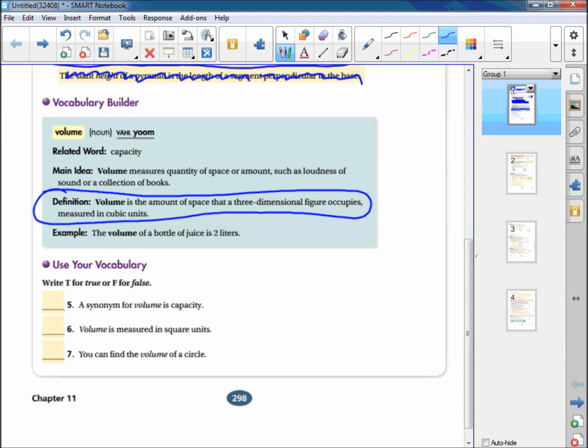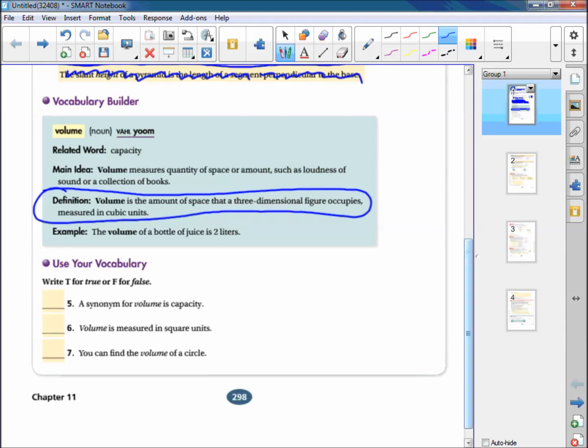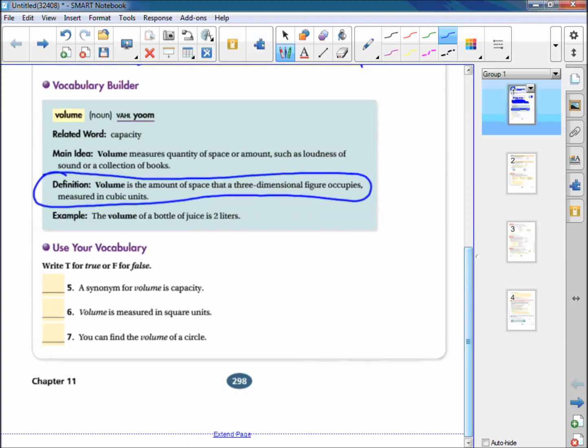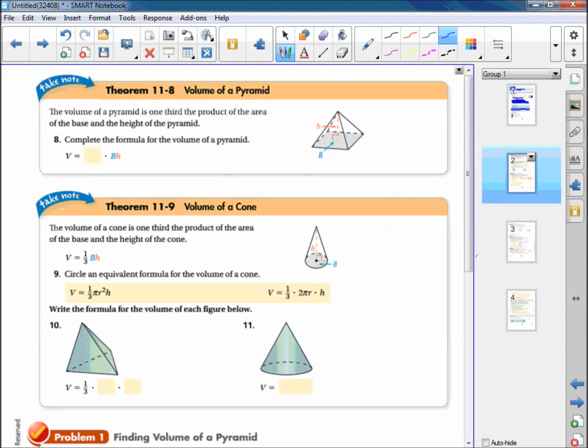Write T for true or F for false here. A synonym for volume is capacity. That's true. How much will fit inside it. Volume is measured in square units. This is false. That's area, not volume. And you can find the volume of a circle. This would also be false. You would find the area of a circle, but you could find the volume of a cylinder or a cone, which has a circle in it.